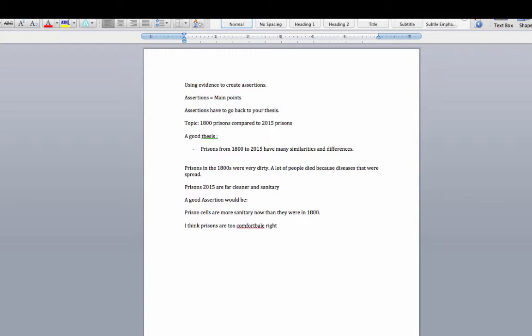A bad topic sentence or a bad assertion would be like, I think prisons are too comfortable right now. Obviously, you want to spell comfortable, right? Why is this bad, Mr. CEO? Well, first of all, you're writing about your opinion.